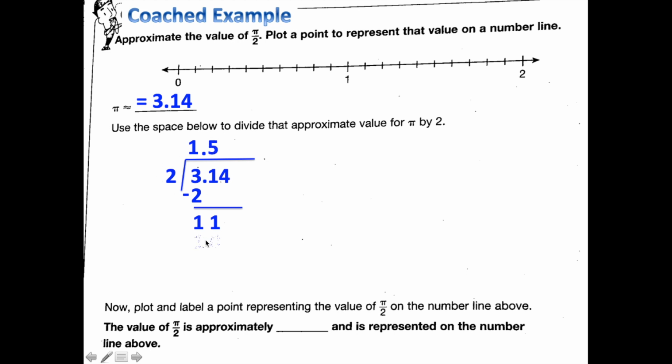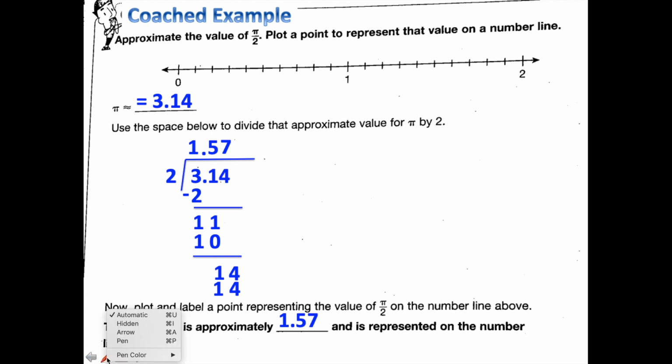5 times 2 will be a 10. Subtract again. You will get a 1. Bring down 4. 14 divided by 2 will be 7 times 2 is 14. So I got a 0 remainder. In that case, 1.57 will be my value for pi divided by 2.